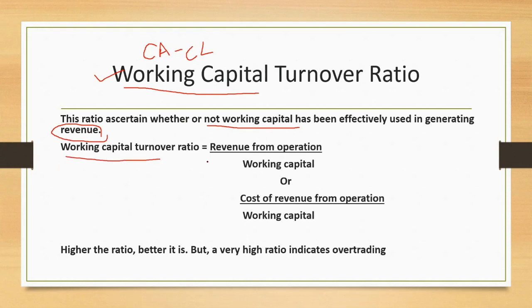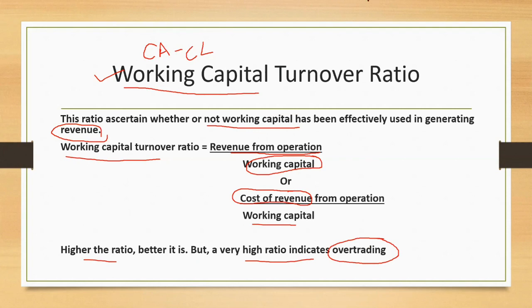So the formula for working capital turnover ratio is revenue from operation divided by working capital, and working capital is current assets less current liabilities. In case the questions do not give revenue from operation, we can also use cost of revenue from operation divided by working capital. The higher the ratio, the better it is, since we are generating more revenue. But if it is very high, it indicates overtrading. That means we have traded rigorously and are earning a lot without thinking about our liquid cash, which can be harmful for our business in the long run.